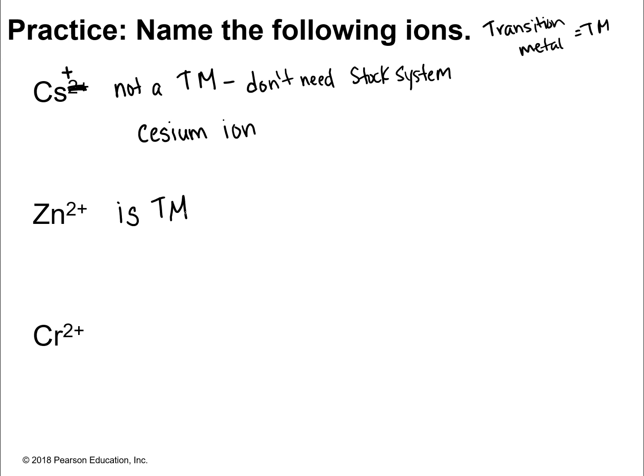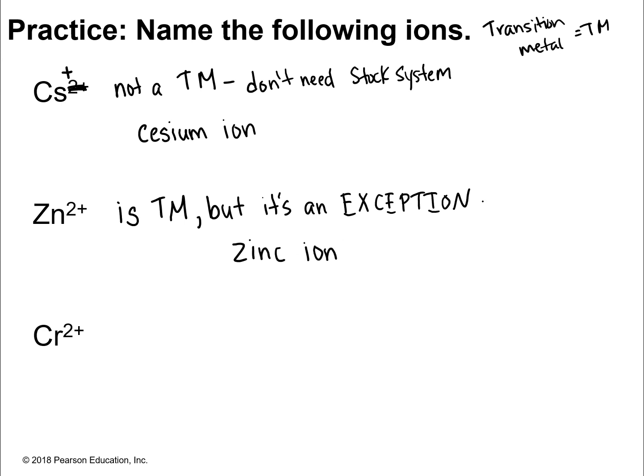So zinc is a transition metal, but it's an exception. It can only form one ionic charge. So we don't have to use the stock system for this one either. What about the third one?